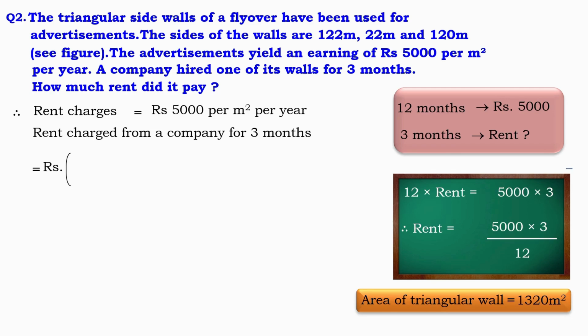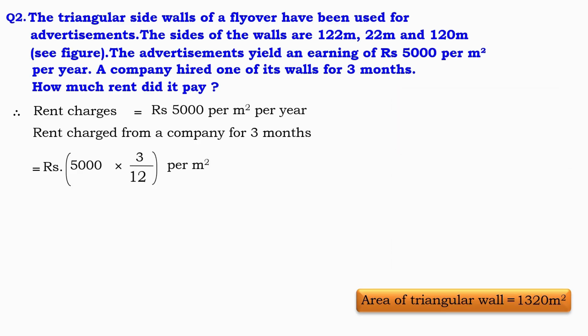So now the rent charge from a company for 3 months will be... we have not yet found the value, we are just keeping it as it is. So 5,000 into 3 by 12 per meter square. So that is the rent charge for a company for 3 months. So it is a per meter square charge.